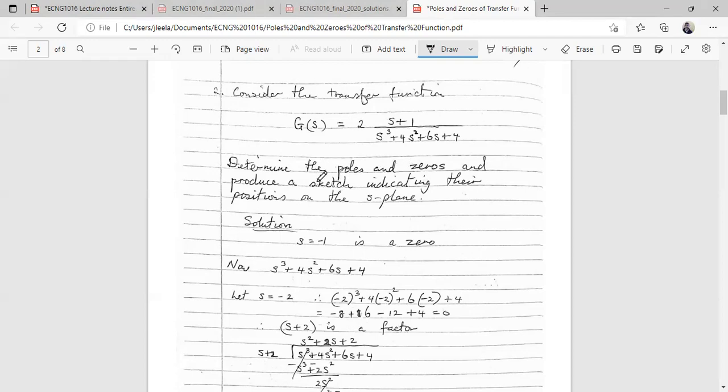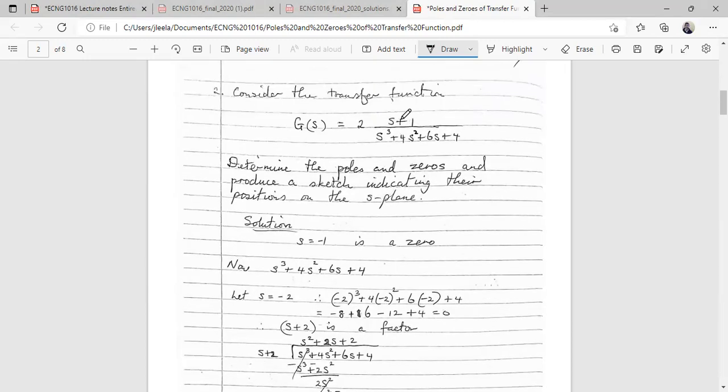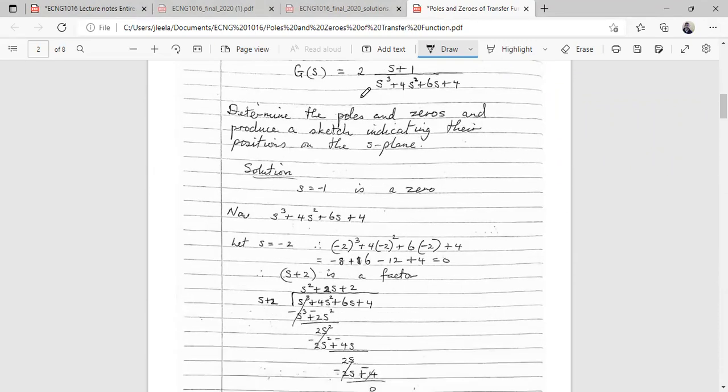Determine the poles and zeros and produce a sketch indicating their position on the S-plane. So you're doing the same thing here again. To make the numerator 0, s is minus 1. So minus 1 is a zero. To make the denominator 0, to find your poles, s cubed plus 4s squared plus 6s plus 4. So this is a polynomial of third degree.